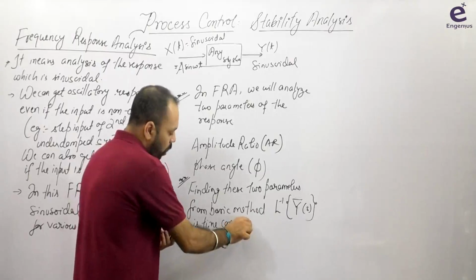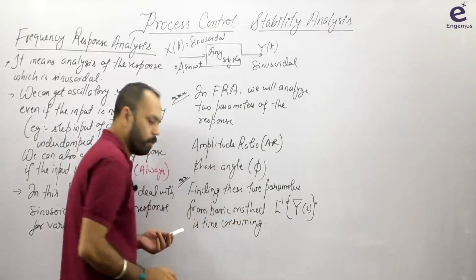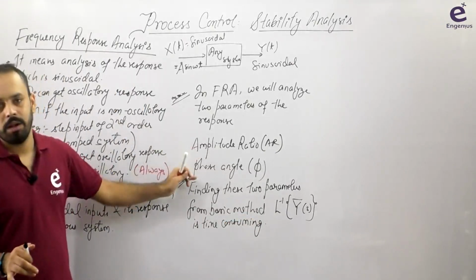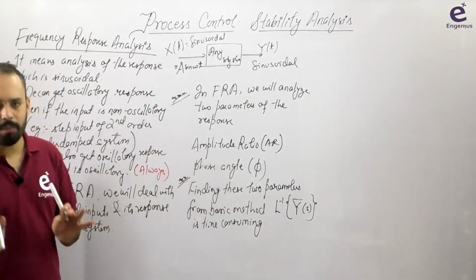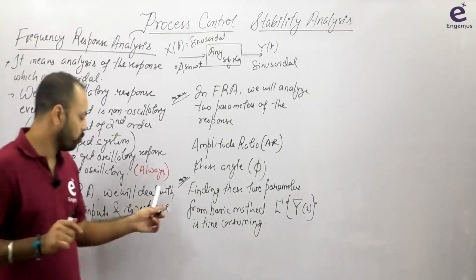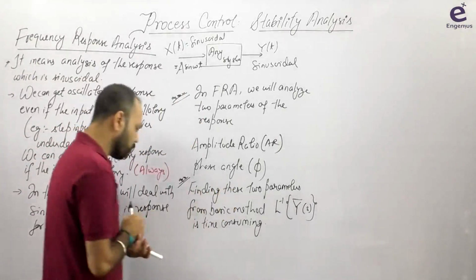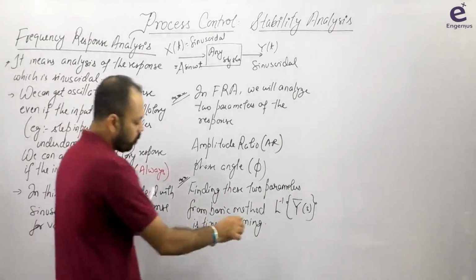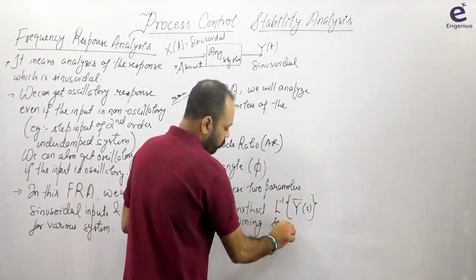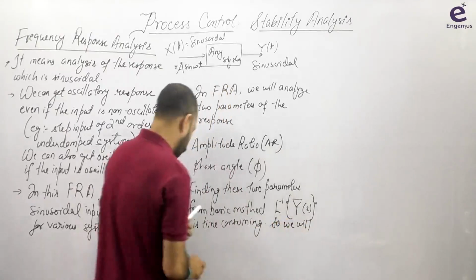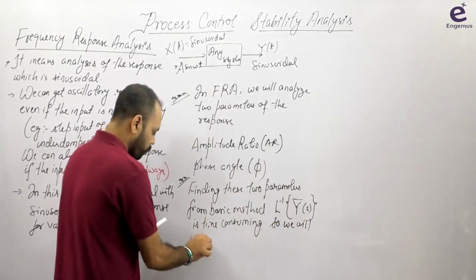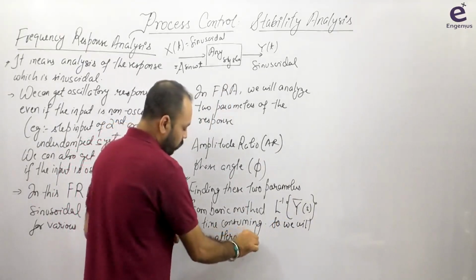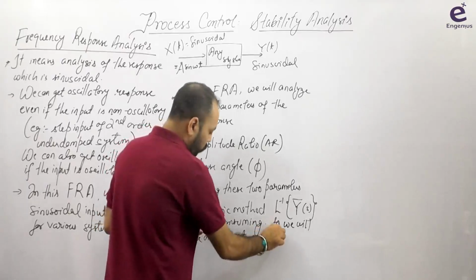So in this chapter, I'm giving you one more method which is less time consuming, and ultimately it is giving me this. So ultimately what I need, I am getting. I'm going to take less time if I'm using the second method. Finding these two parameters from basic method by taking Laplace inverse of Y(s) is time consuming, so we will use an alternate method. Okay. Now, what is that alternate method?